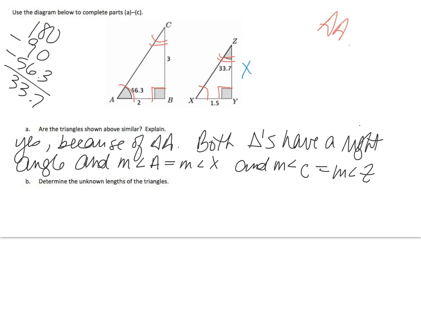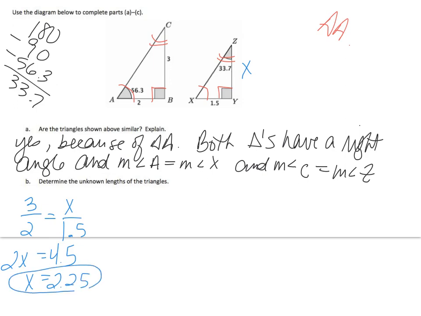So I can say 3 over 2 is equal to x over 1.5. I can do that a few different ways, but this is the way I'm choosing to right now. I'm going to do some cross multiplication and get 2x is equal to 4.5, so x is equal to 2.25. Okay, let's try another one.